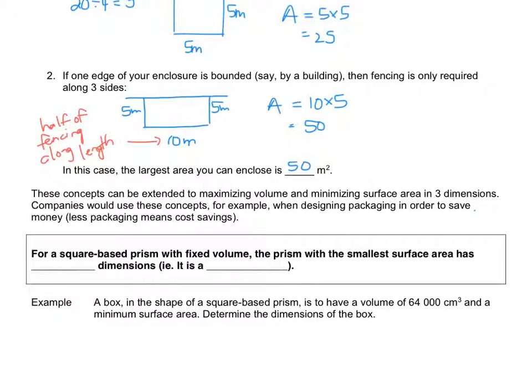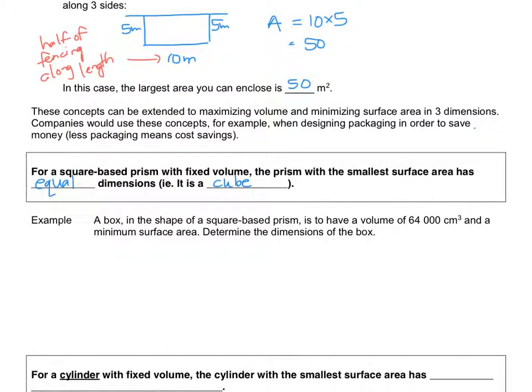So it says here, for a square-based prism with fixed volume, the prism with the smallest surface area has equal dimensions, so much like with the square, except in 3 dimensions we would call that a cube. So for example, a box in the shape of a square-based prism is to have a volume of 64,000 centimeters cubed and a minimum surface area. So the box needs to hold 64,000 cubic centimeters, but the surface area needs to be a minimum. If we wanted to design such a box, we would want the shape of the box to be a cube.